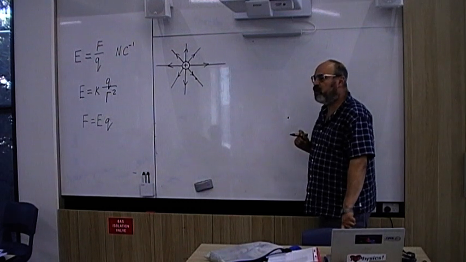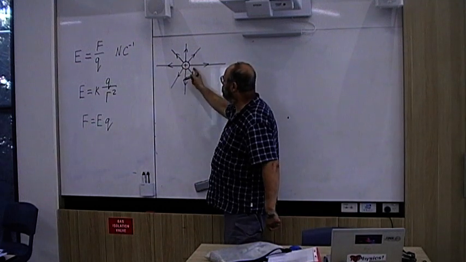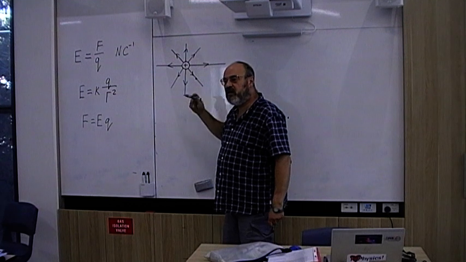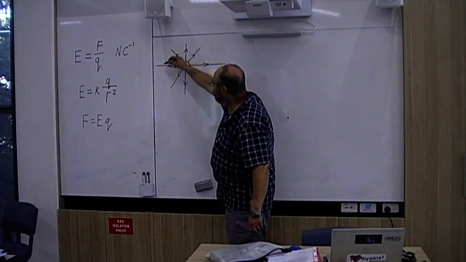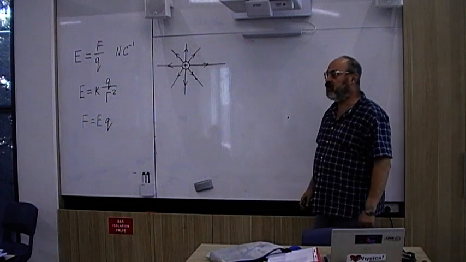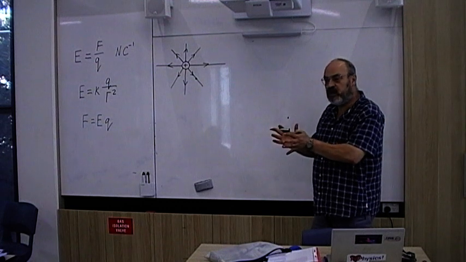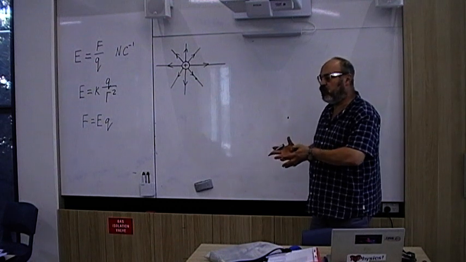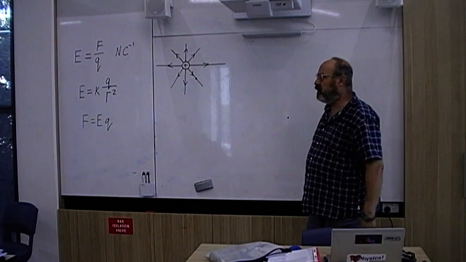But it tells us one more thing. Here, as you can see, lines are closer. That tells us that the field is strong. Here, the lines are more spread out. So the electric field is weaker. So if lines are closer, that represents a stronger field, for any field. If lines are further away, the field is weaker.